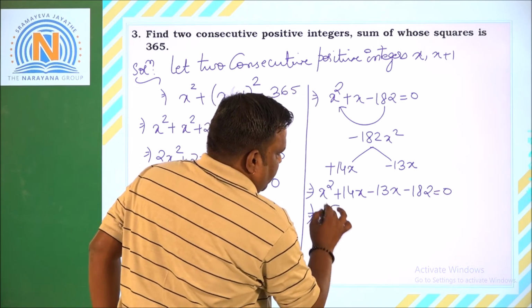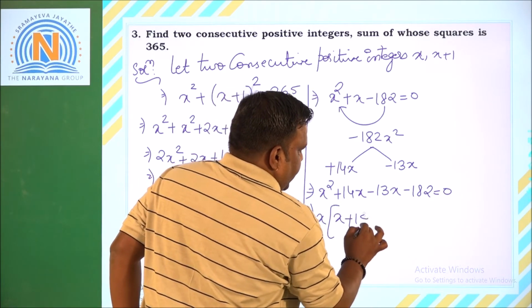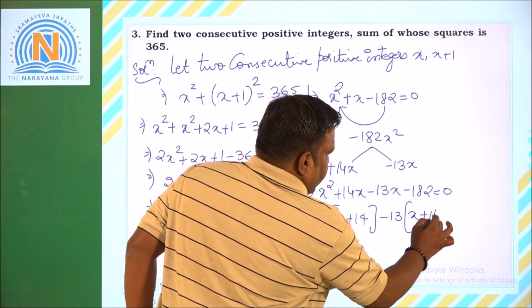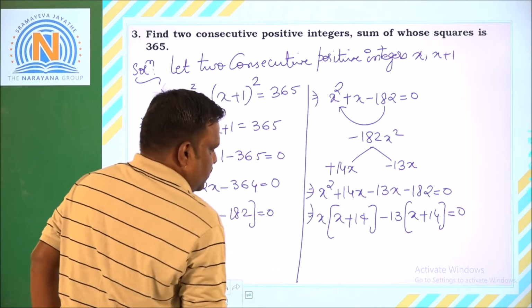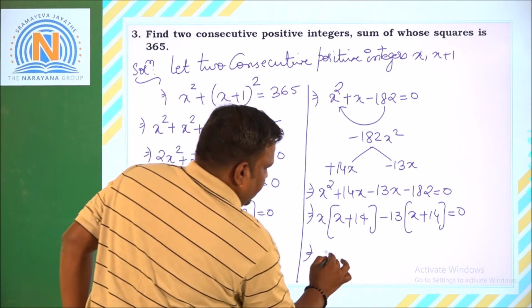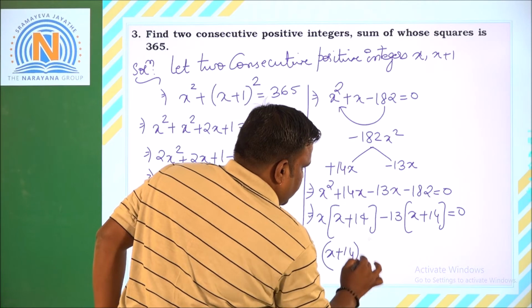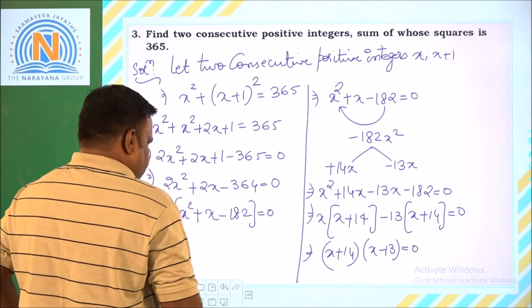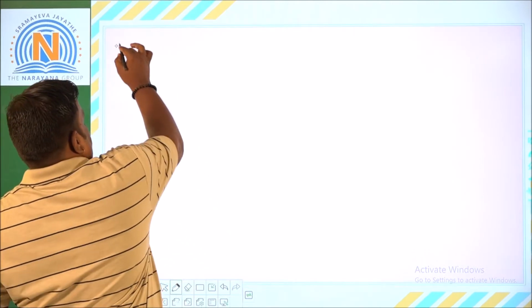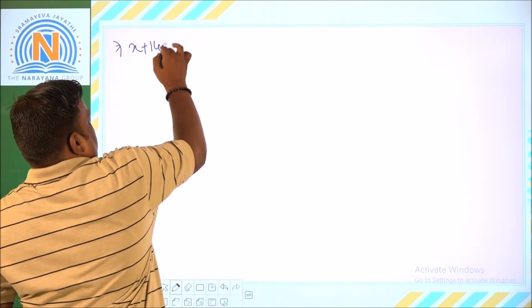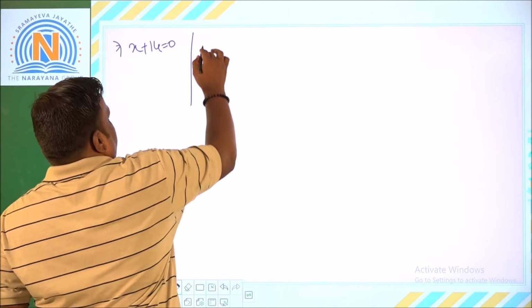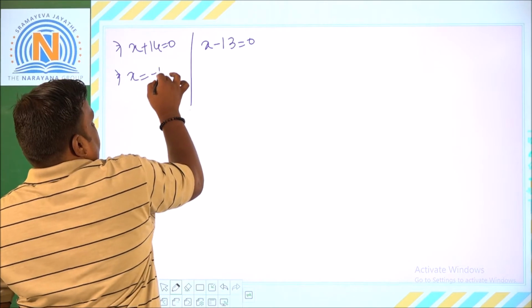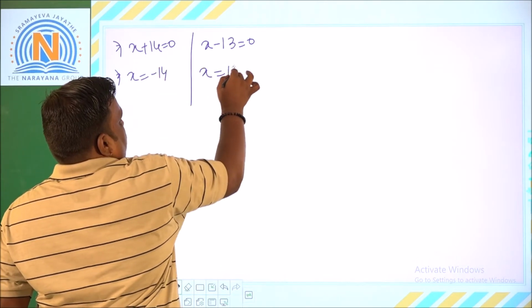From here, take out x common from the first two terms, x plus 14, minus 13 common in the next two terms. So it will be x plus 14 again equal to 0. From this, we are left with x plus 14 into x minus 13 equal to 0. So equating individually each term. So we are left with x plus 14 equal to 0 and x minus 13 equal to 0. So from this, x is equal to minus 14 and x is equal to 13.